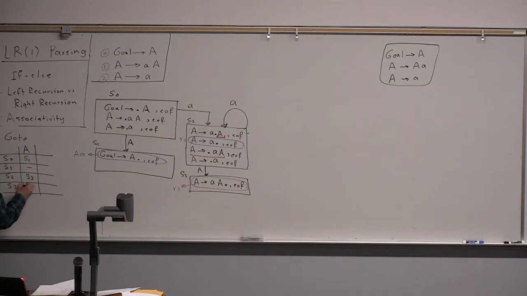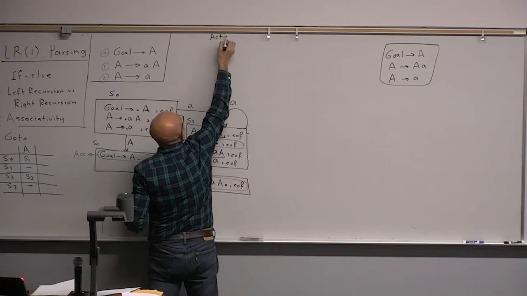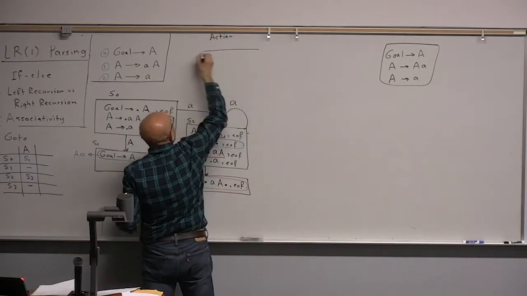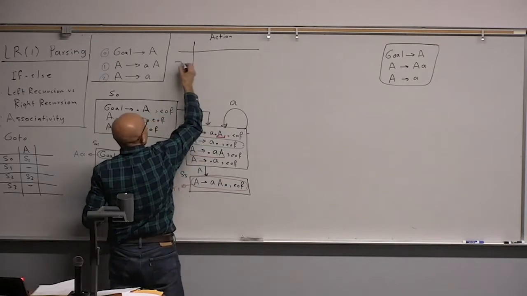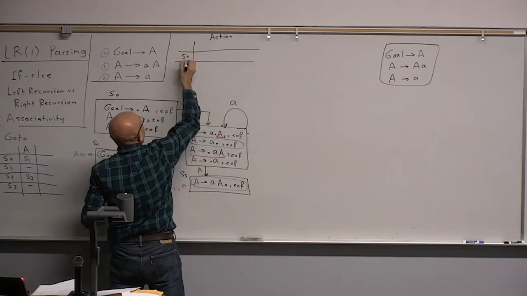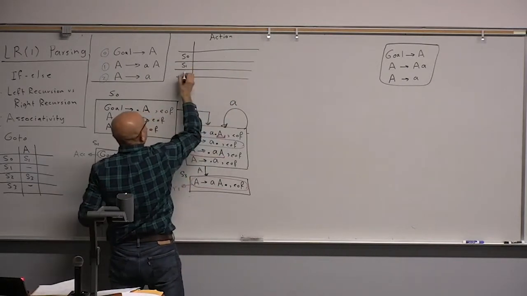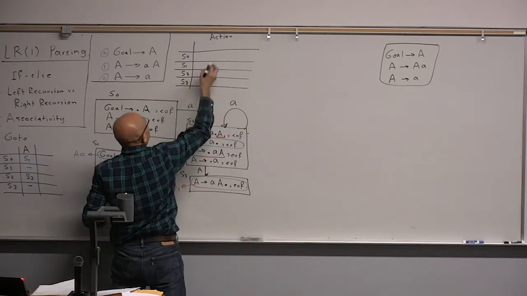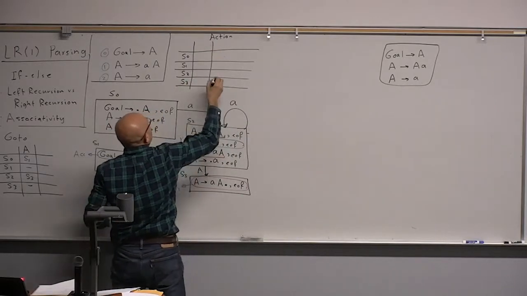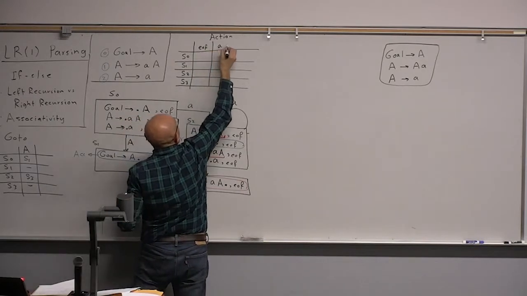And that's it. This is the goto. Now our action table. The action table is going to look like this. This is S0, S1, S2, S3. And this is an end of file, and this is an A.